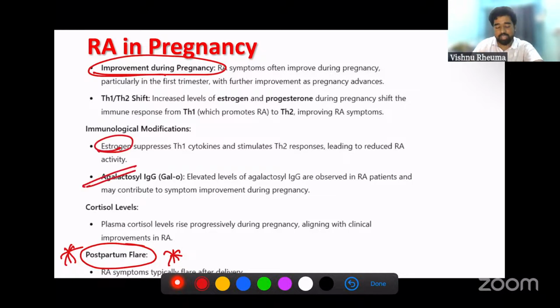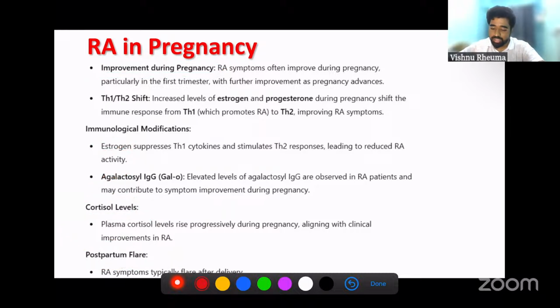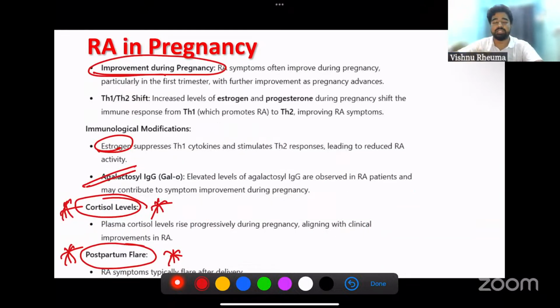Then agalactosyl IgG levels, that you can just leave off. And then cortisol levels. Cortisol levels also progressively increase in pregnancy. They do not impact other diseases. It's not like all the rheumatological diseases are improving because endogenous steroids are increasing. It's not like that. But in RA, that does play a role, because otherwise also RA is improving, and this increase in cortisol also contributes. So this is how RA changes in pregnancy.